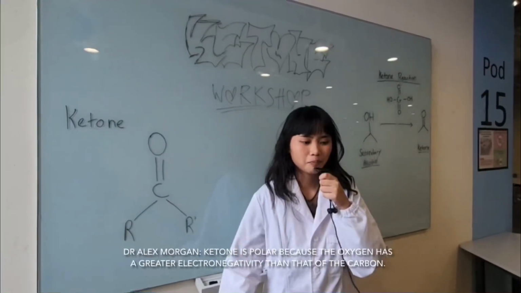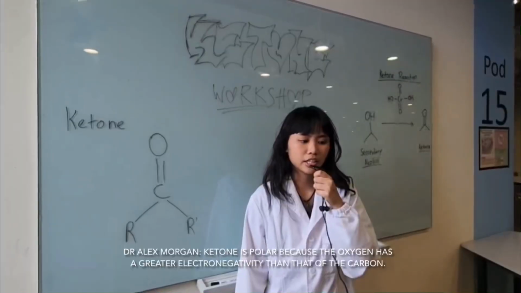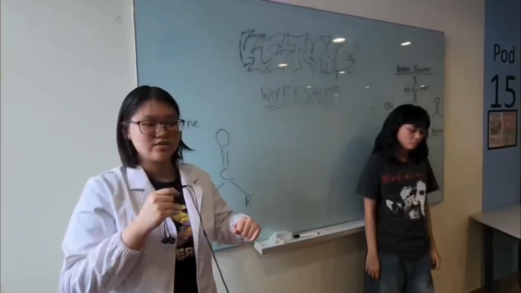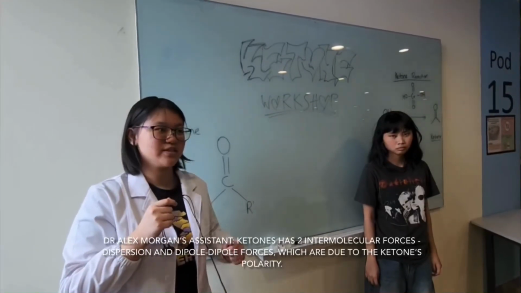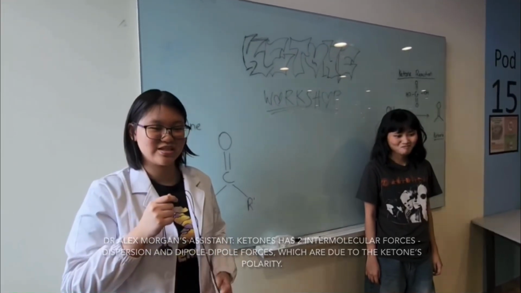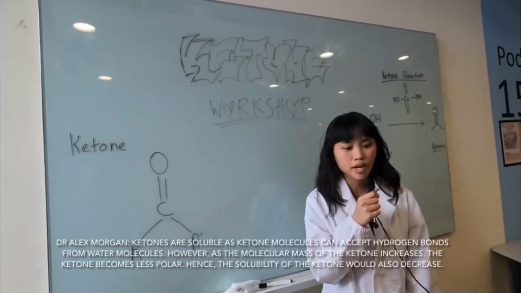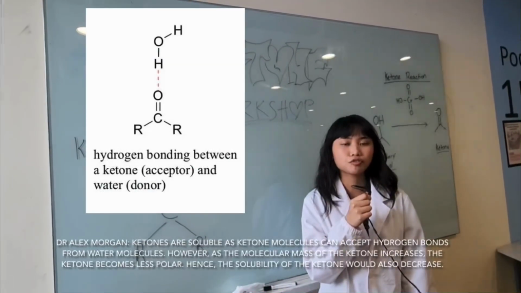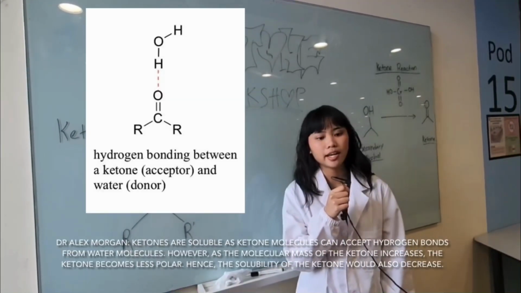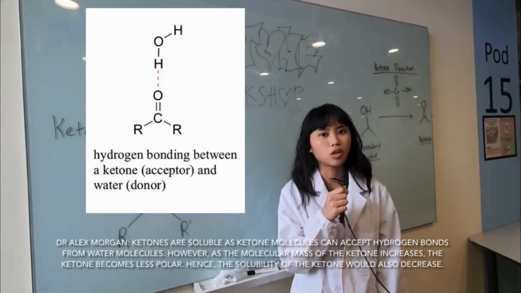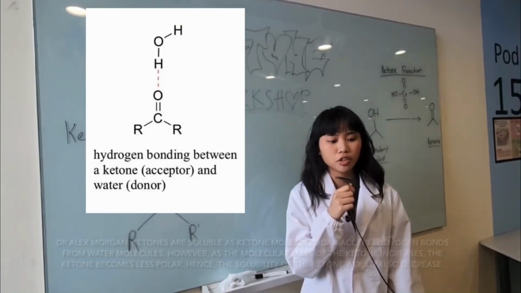Ketone is polar. This is because the oxygen has a greater electronegativity than that of the carbon. Ketone has two intermolecular forces, dispersion and dipole-dipole force, which are due to the ketone's polarity. Ketones are soluble as ketone molecules can accept hydrogen bonds from water molecules. However, as the molecular mass of the ketone increases, the ketone becomes less polar. Hence, the solubility of the ketone will also decrease.